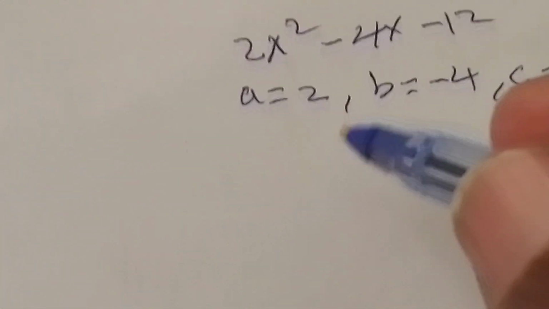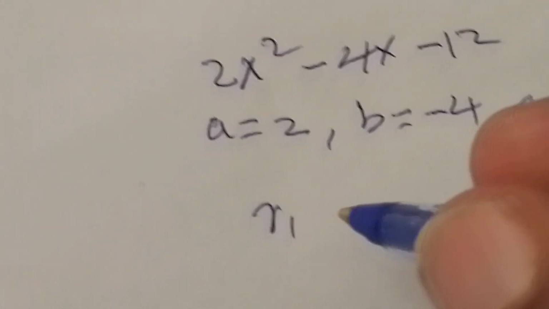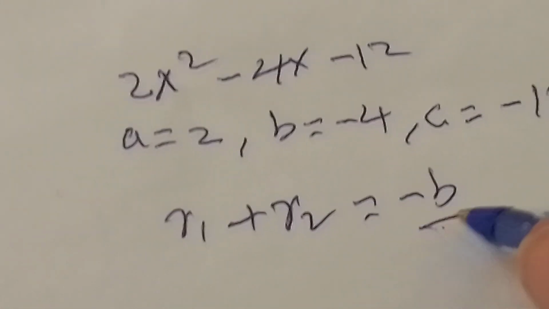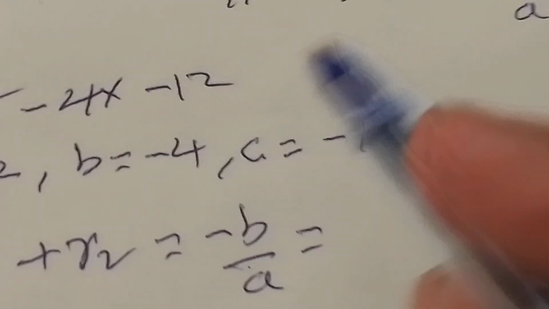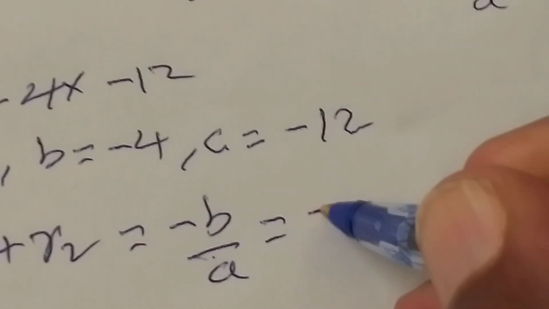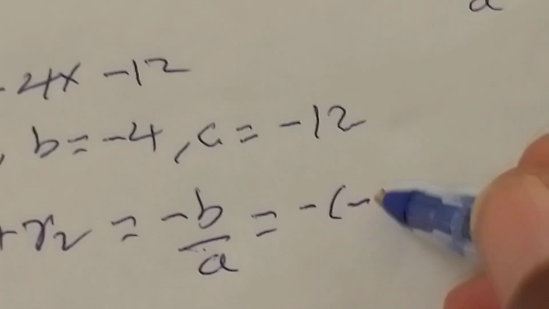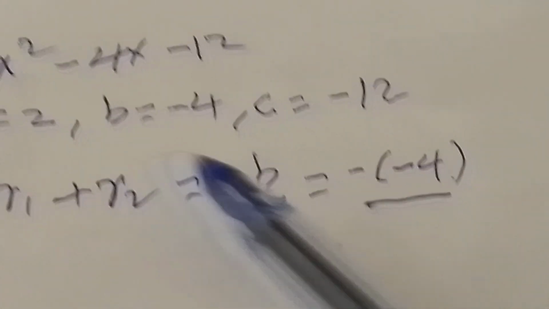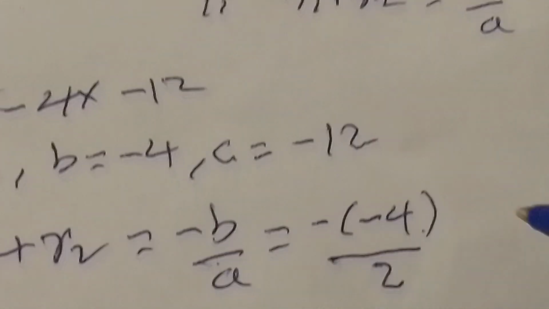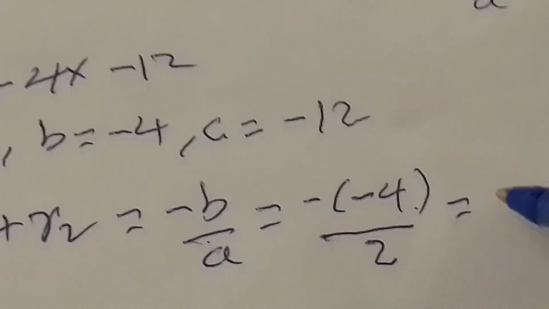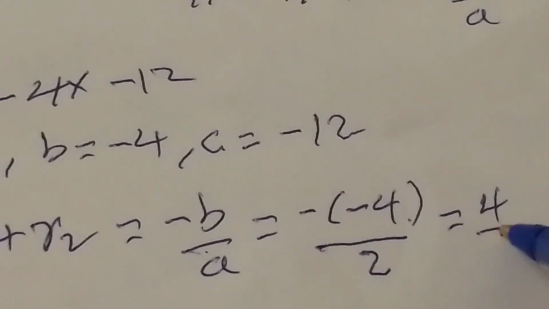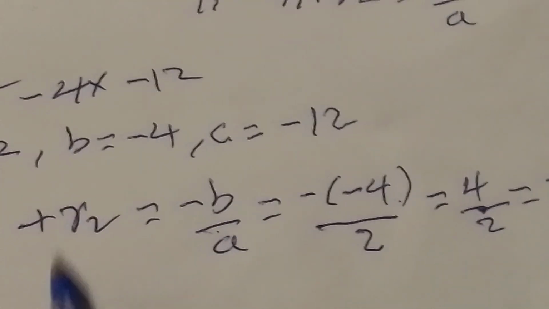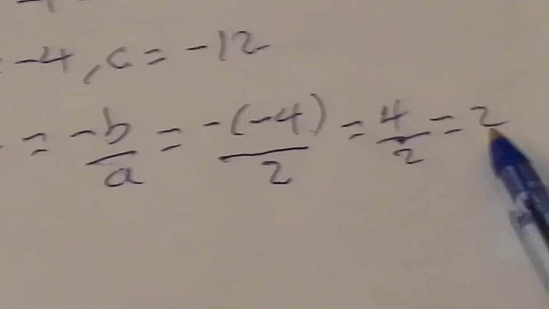Then r1 plus r2 is minus b over a. In this case, what's b? b is minus 4, so minus negative 4 over the coefficient of x square, which is a, 2, which is positive 4 over 2, which is equal to 2. The sum of r1 plus r2 is 2.